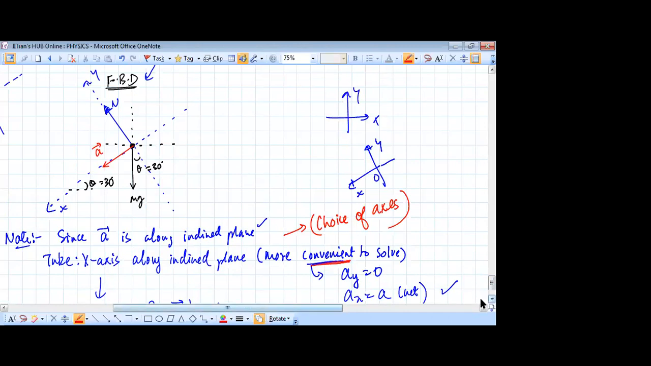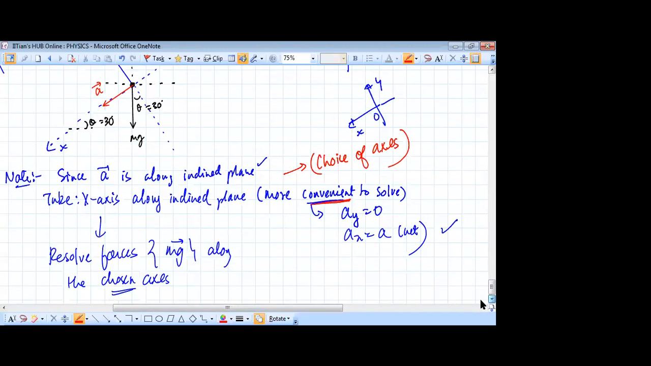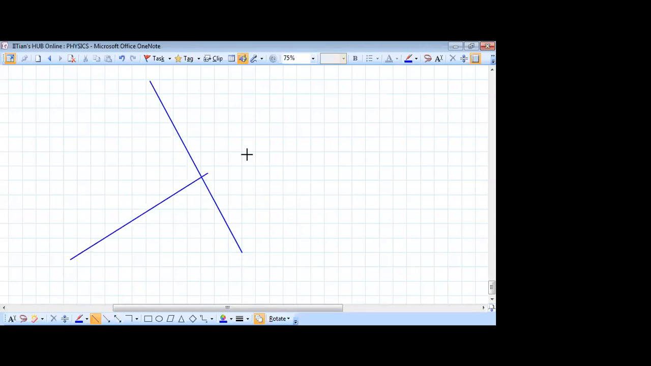Okay. So having done the choice of axis, the next step is to resolve the forces. So let's come back to our free body diagram and our axis first. Then we'll resolve the forces. So this was our normal direction, and this was our inclined plane. So these are our axes.